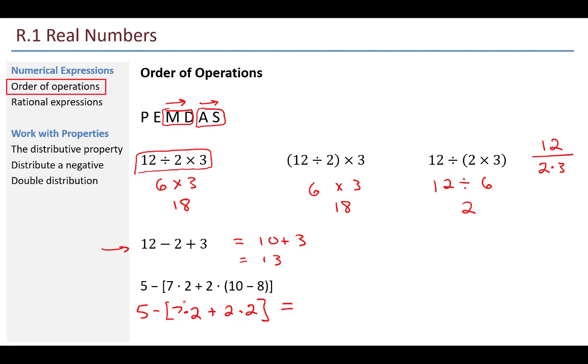All right, now I'll still keep working inside my grouping symbol. It's brackets, but that's okay, parentheses. I have 7 times 2 is 14. So 5 minus 14 plus, and now the next multiplication, 2 times 2 is 4. And now let's evaluate inside the brackets. That looks like 18. So 5 minus 18, and that is negative 13. And that might be a situation where you need to use a calculator, and that's fine.